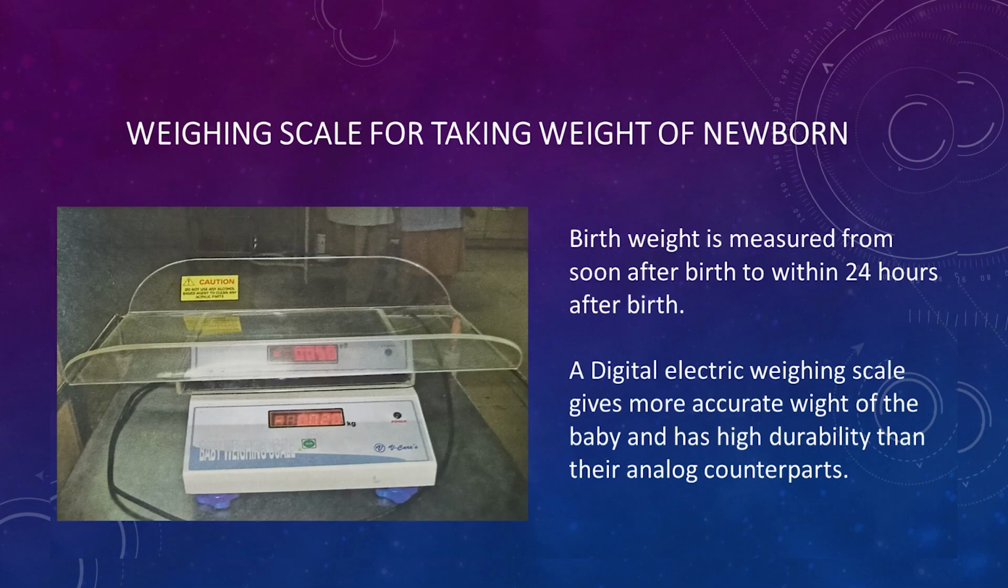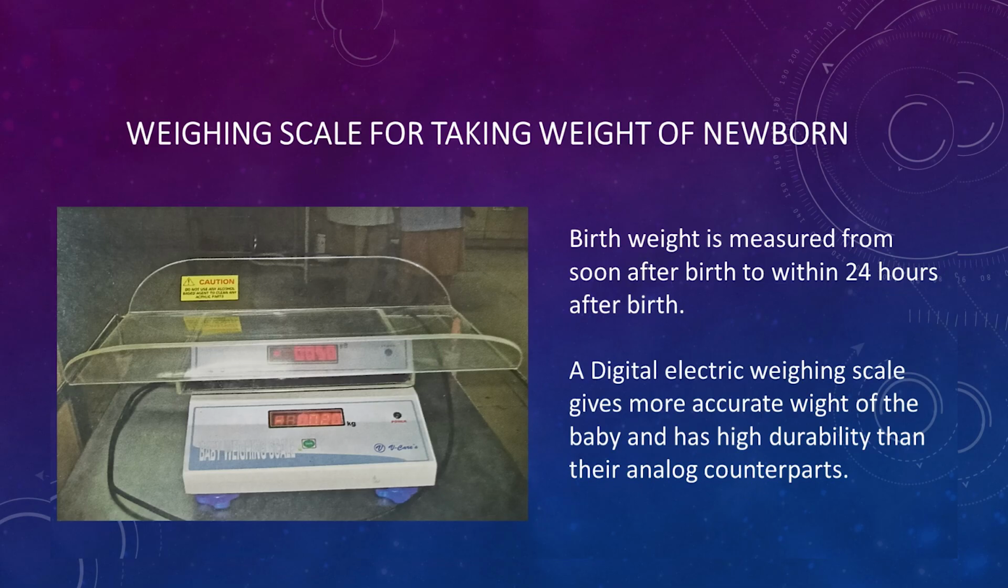Okay, so you can see in this picture, this is an electronic machine on which the baby can be weighed. This is a digital electric weighing scale, which gives a more accurate weight of the baby and has higher durability compared to the other weighing machines. The birth weight is measured soon after birth, within the first 24 hours. The disadvantage of this machine is that it needs an electric connection.